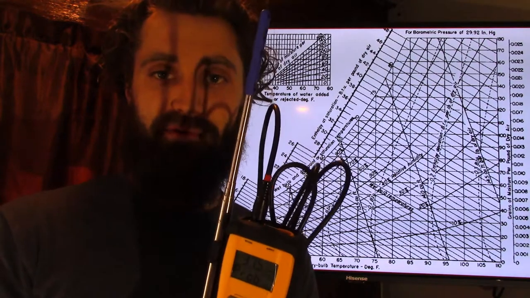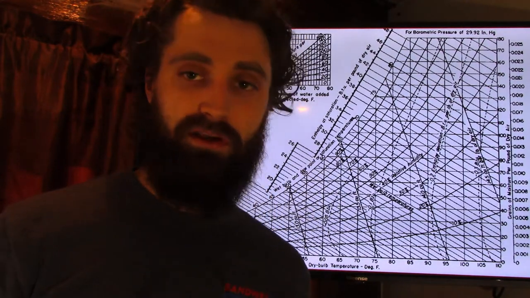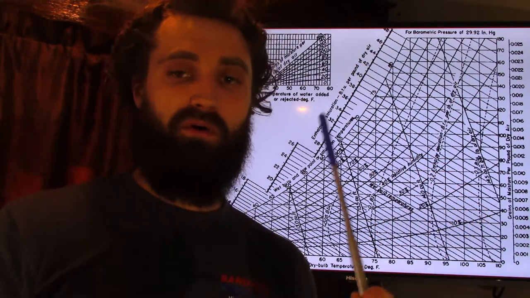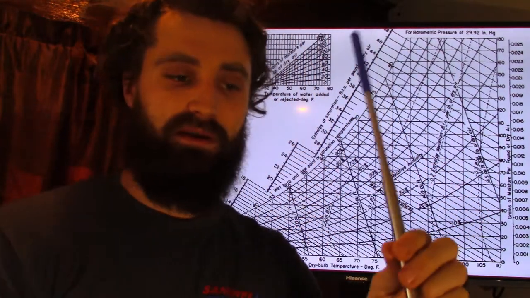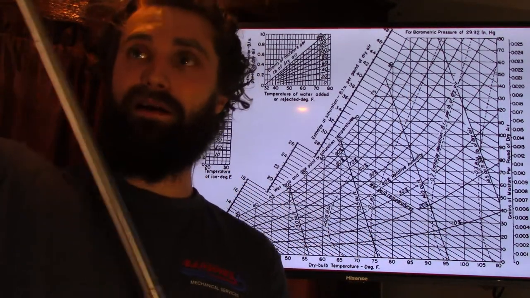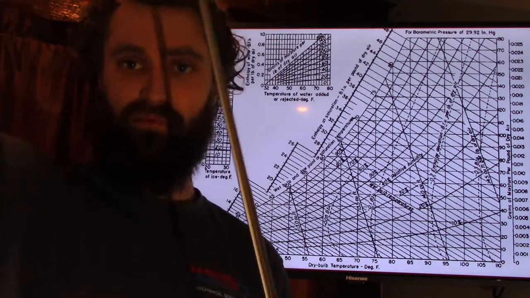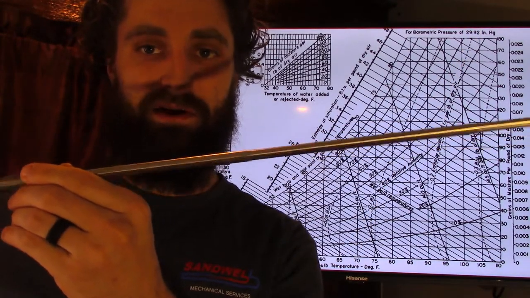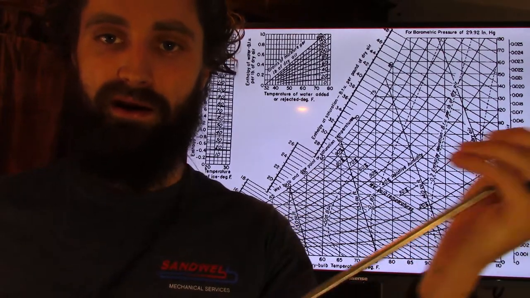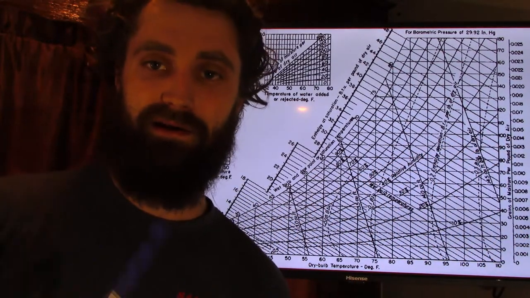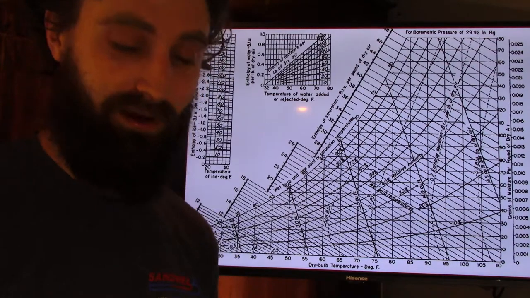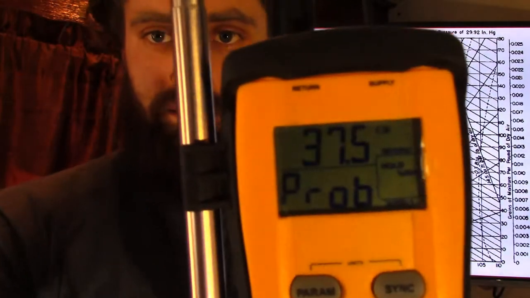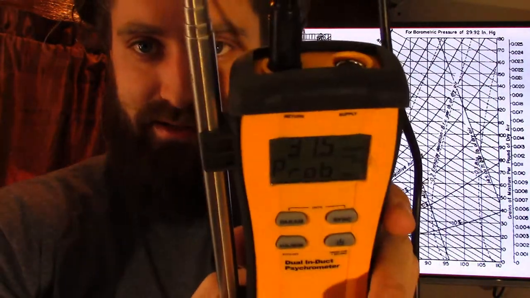What I like about this one is it can be used as a standalone walk-around psychrometer, or this wand here has the ability to extend like 3 feet, okay? Big old wand, and you can stick this in the ductwork and determine what the actual air conditions are at the appliance in the ductwork, which you can't do with a lot of other psychrometers. Also, it's two port, okay, we got supply and return.